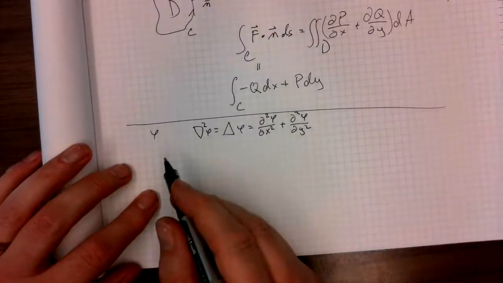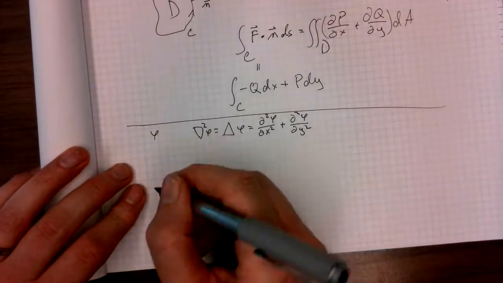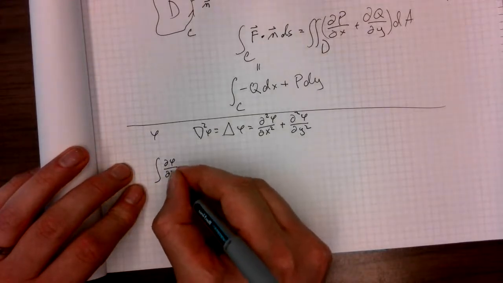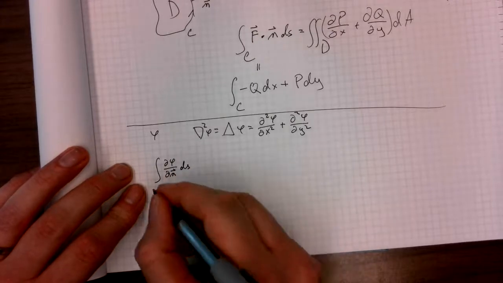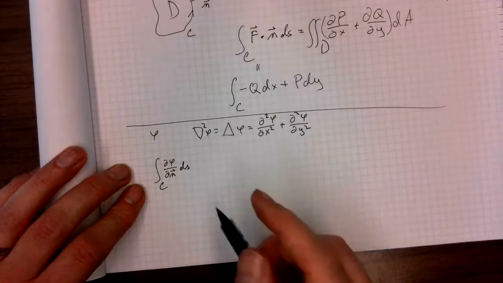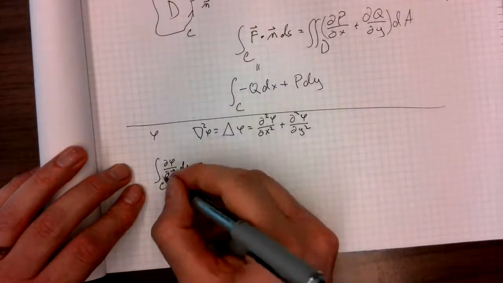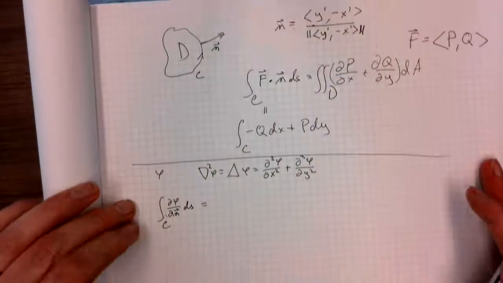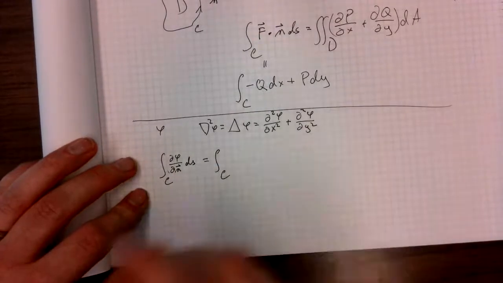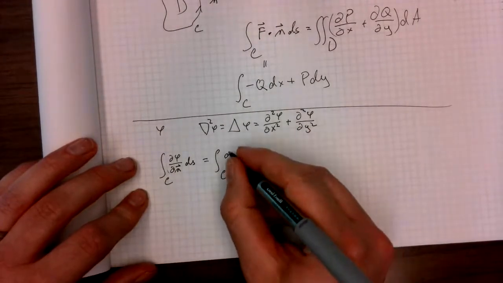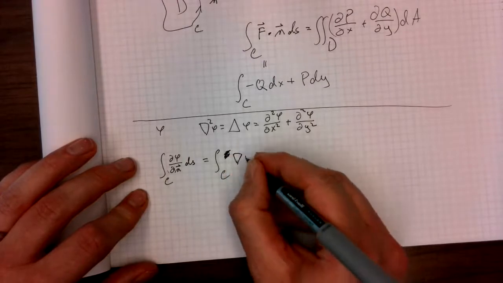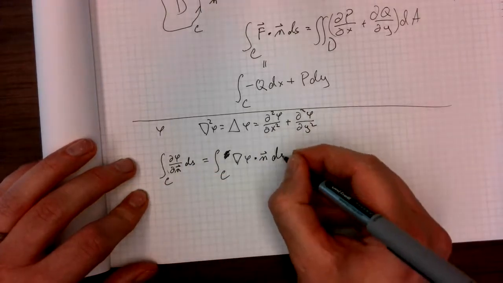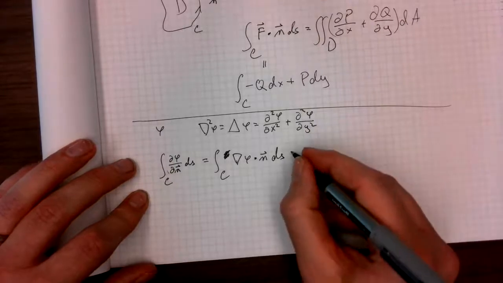This is such a useful formula, and it's this. If I take the normal derivative of phi and I integrate that over the boundary. Well, what is this? This is the normal derivative, the directional derivative along n, right? So this is the integral over C of the gradient of phi dot n. That's really just the definition of this.